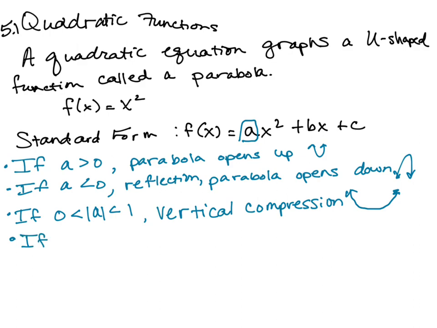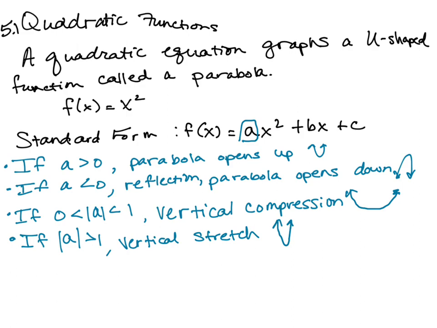Last thing. If the absolute value of a is greater than 1, like a whole number, what do we see? Vertical stretch. Good. And so then we would see a tall and skinny parabola that got stretched upwards.